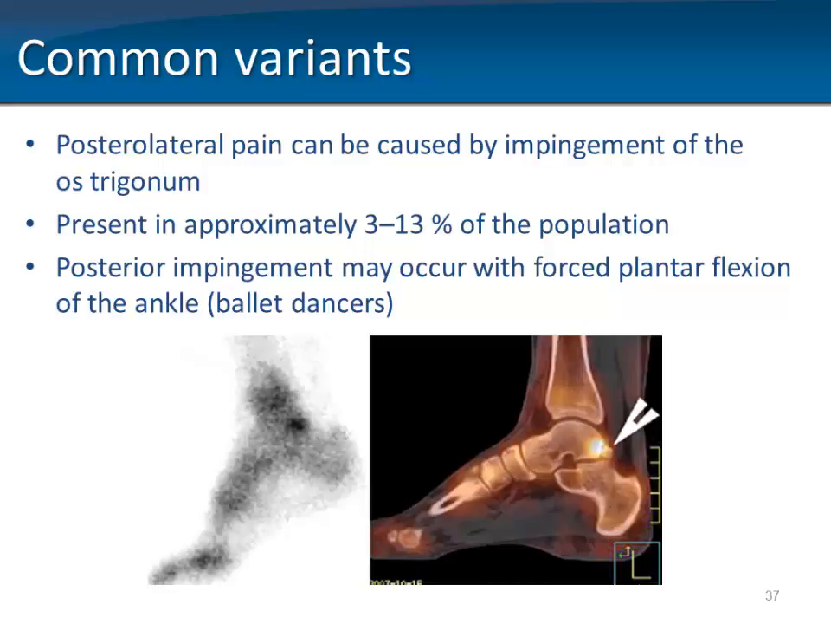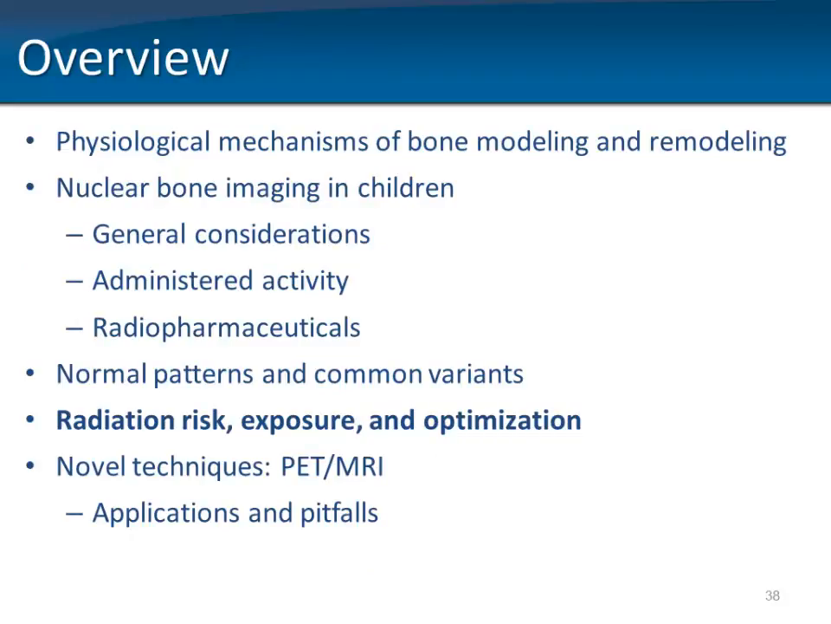Another interesting and very common variant is an os trigonum. It produces a posterolateral pain, and that is in fact a kind of posterior impingement syndrome. It is present in approximately 3 to 13% of the population, and you will see it causing pain, in particular in young ballet dancers, because they tend to do a lot of extension of their foot, and it then can cause a posterior impingement. But it is not a fracture, it's in fact an accessory bone.